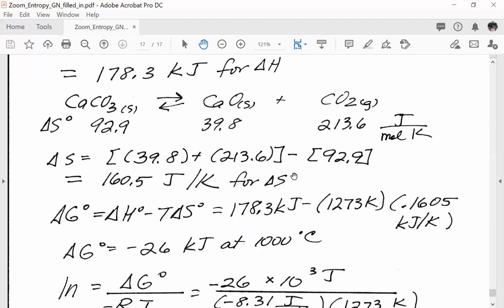Now we're going to plug everything into our delta G equals delta H minus T delta S. We calculated our enthalpy up here, so we plug it in here. Our temperature, we converted to Kelvin. Our entropy, we're going to change the units to kilojoules. So here was our entropy in joules per Kelvin. We changed it to kilojoules per Kelvin. Now we just do the math. We get that the delta G is a minus 26 kilojoules at 1000 degrees C.